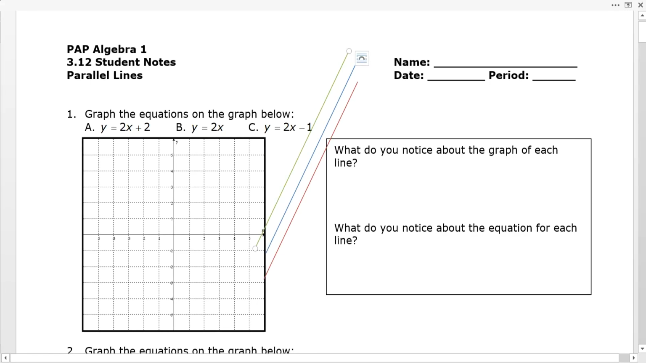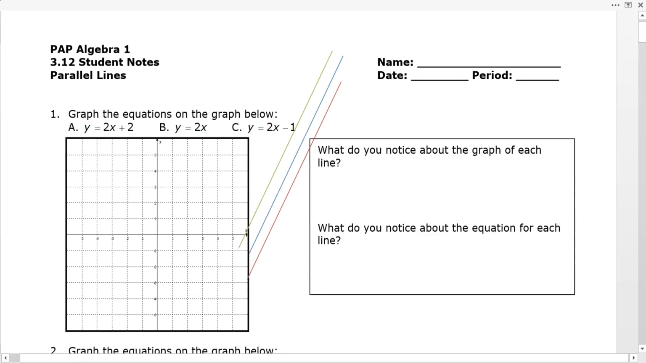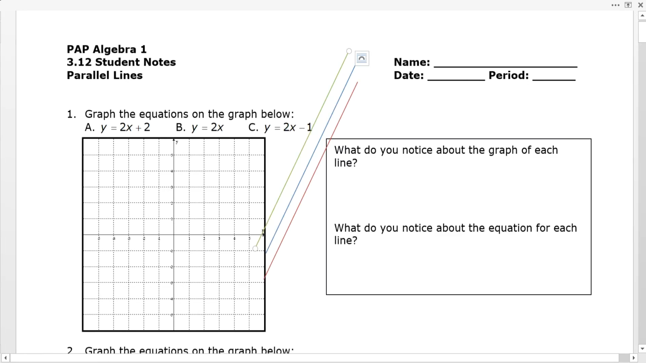Oh, I can't. Let's see if I can. Can I drag these? I can't drag them. Oh, that sucks. Oh, I can.